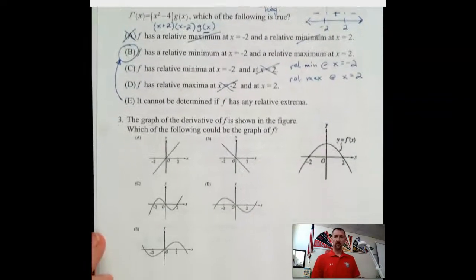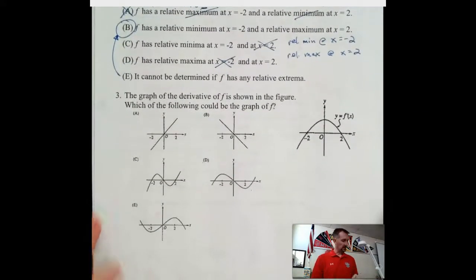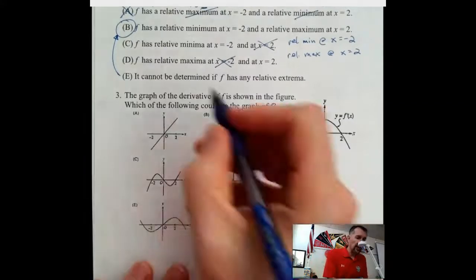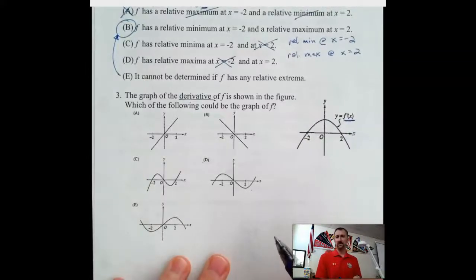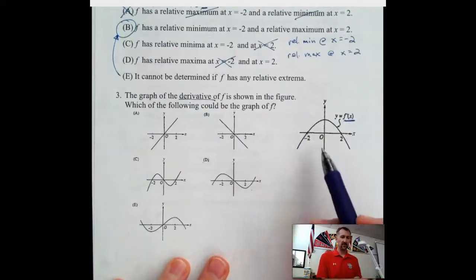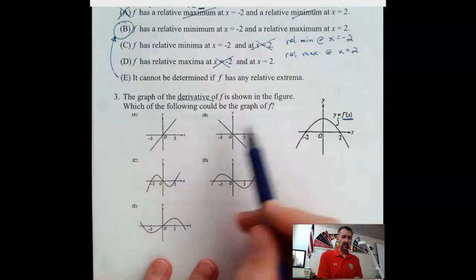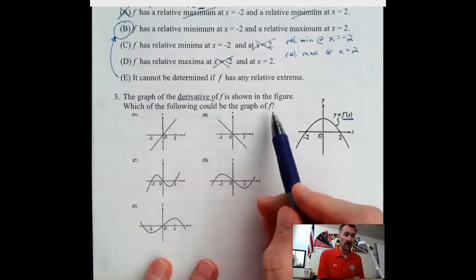Okay, moving on to our third example here. Find the graph of the derivative. So usually they tell you that, and it's labeled over here. So usually they tell you more than once if you have a graph of a derivative. So it says, which of the following could be the function f?